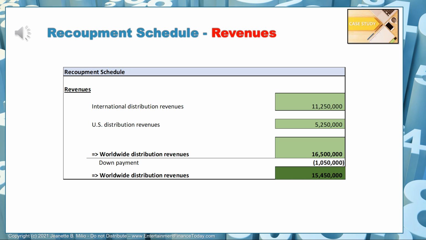So we now have to deduct this here because we already received the money and we used the money. So we're deducting the down payment that we received from the distributors. So we're left with $15,450,000 that are coming in as revenues.